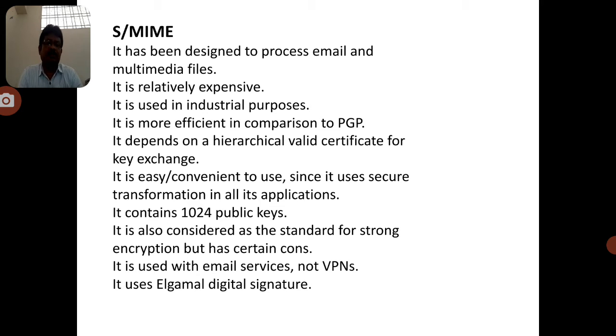Now we know that PGP, which we discussed in the last video, is pretty good privacy. It provides both authentication and confidentiality mechanisms to the email. So how can MIME be more efficient? Now we are going to go through that particular MIME concept. It depends on the hierarchical valid certification for the key exchange. So MIME can handle the valid certification of the key hierarchical transmission.